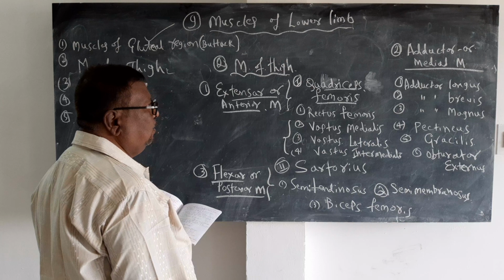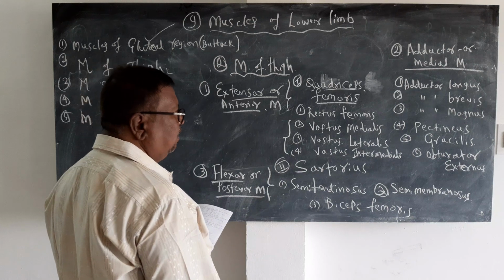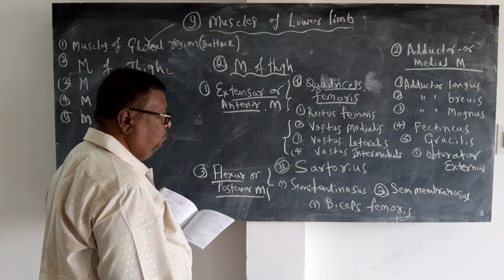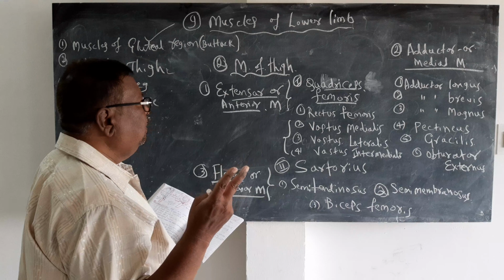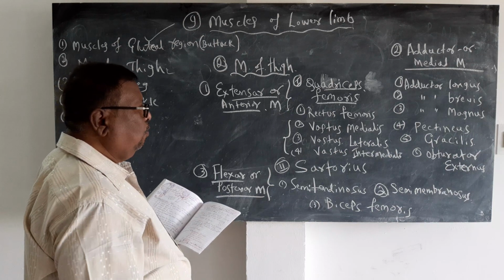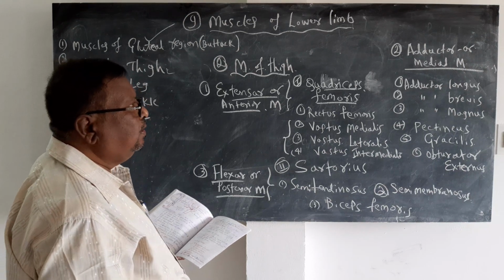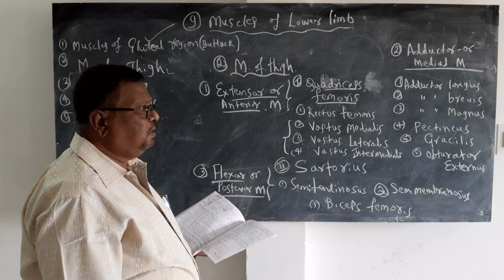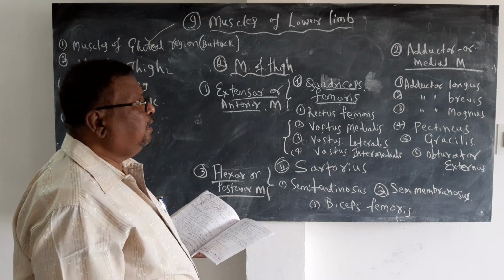The extensor muscles include quadriceps femoris: rectus femoris, vastus medialis, vastus lateralis, vastus intermedius. Then the second one is the sartorius. So 2 major muscles are there. Quadriceps femoris has 4 muscles. Then coming to the second group, the medial or adductor muscles: adductor longus, adductor brevis, adductor magnus, pectineus, gracilis, then obturator externus. So 6 muscles are there in the medial region.